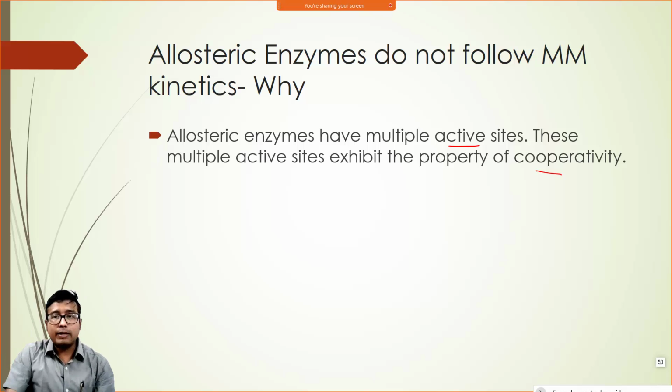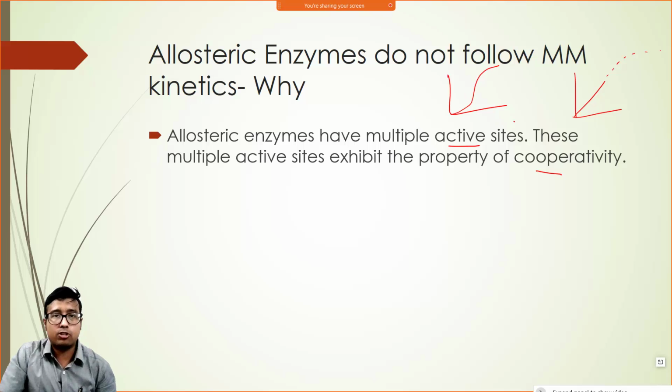In case of Michaelis Menten equation, the reaction should be linear. At some point of time it goes and forms a parabola, that is true. But in case of allosteric enzymes, if you consider the reaction, it becomes sigmoid or S-shaped.